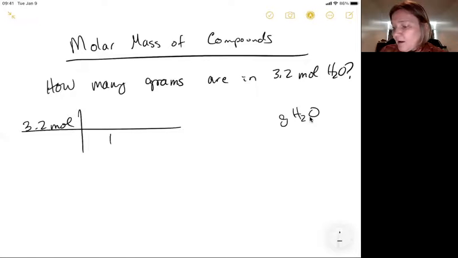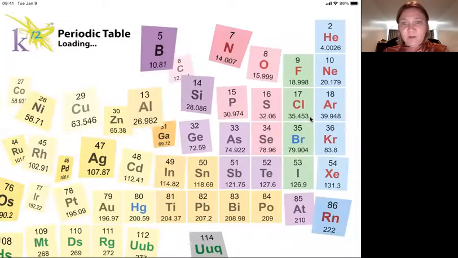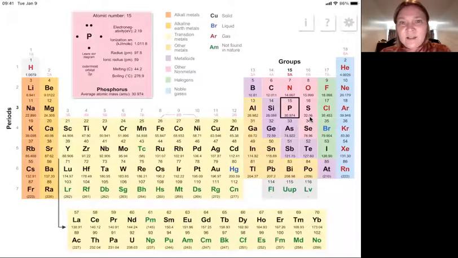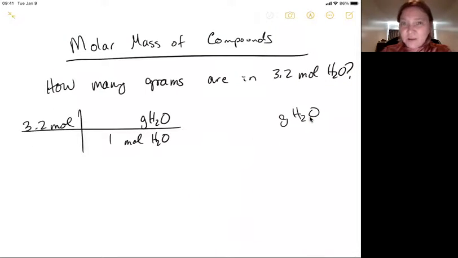However, even though I know that 1 mole of water goes on the bottom and grams go on the top, there is no grams of water on the periodic table. So if I open up the periodic table, water is not on the periodic table. So how am I going to calculate the mass of water if water's not on the periodic table? Well, here's how you calculate it.